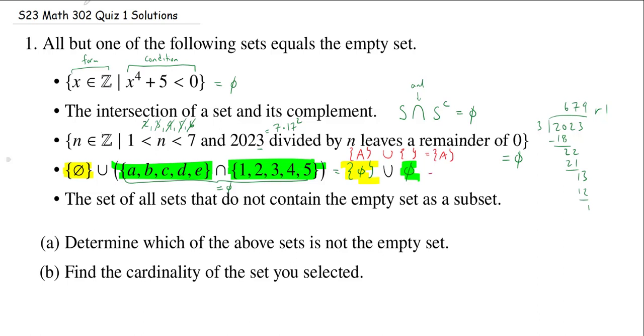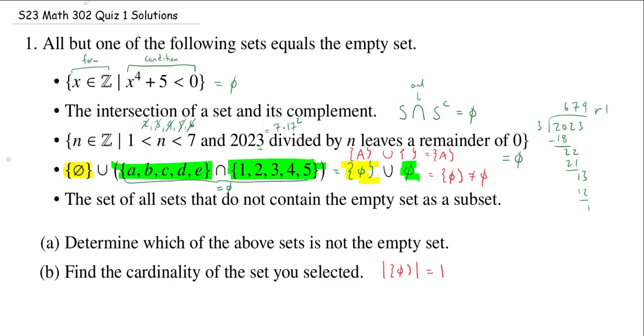Okay, but of course we can rewrite this now as the set containing the empty set. And note, this is not equal to the empty set. There is one element. In fact, this answers the question here. The fourth one is the one which is not the empty set, and the cardinality of the set containing the empty set is 1. Now, just to make sure we didn't skip anything, let's look at the last one. The set of all sets, ooh, that's confusing, that do not contain the empty set as a subset.